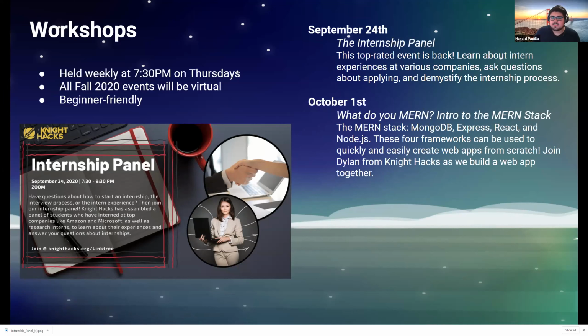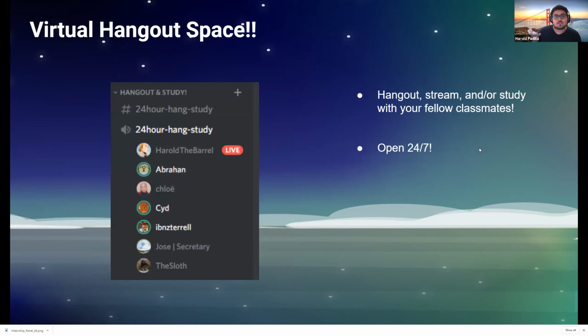Cool. So the MERN stack is definitely a really powerful stack of frameworks and technologies to use for web development, and it's really important to actually understand the uses of it, what it does. It's a very powerful tool, or set of tools.